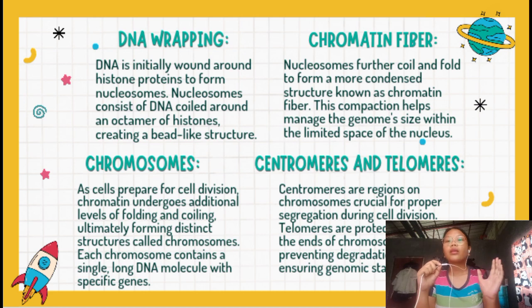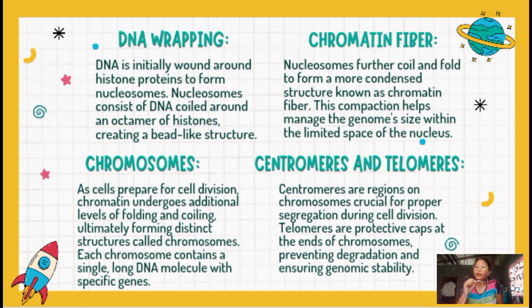Chromosomes. As cells prepare for cell division, chromatin undergoes additional levels of folding and coiling, ultimately forming the structure called chromosomes. Each chromosome contains a single long molecule with specific genes. Centromeres and telomeres. Centromeres are the regions on chromosomes crucial for proper segregation during cell division. Telomeres are the protective caps at the ends of chromosomes, preventing degradation and ensuring genomic stability.